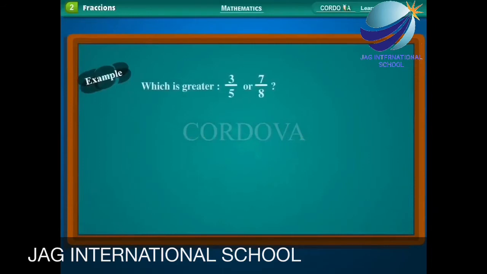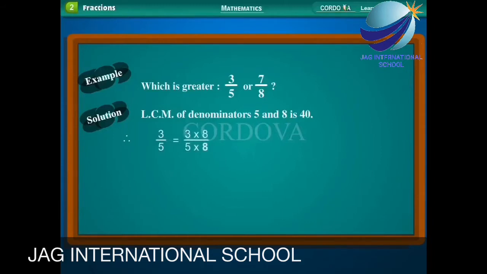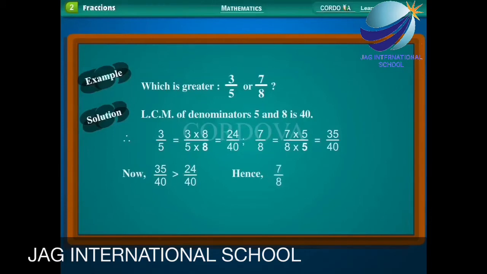Example: which is greater, 3 upon 5 or 7 upon 8? Solution: the LCM of denominators 5 and 8 is 40. Therefore, 3 upon 5 is equal to 3 into 8 upon 5 into 8, which is equal to 24 upon 40. 7 upon 8 is equal to 7 into 5 upon 8 into 5, which is equal to 35 upon 40. Now, 35 upon 40 is greater than 24 upon 40. Hence, 7 upon 8 is greater than 3 upon 5.